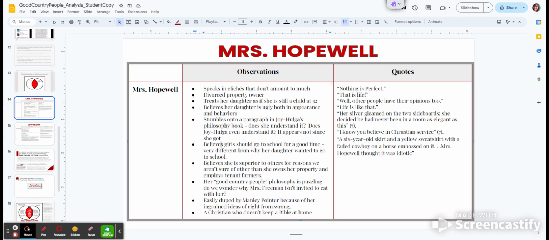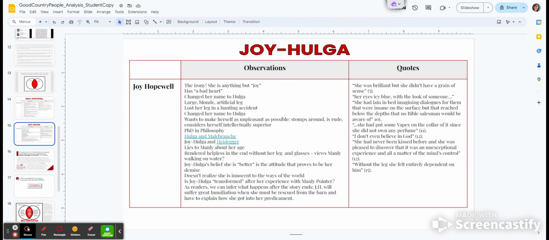And also Mrs. Hopewell is easily duped. She really underestimates Manly Pointer. She's got these ingrained ideas of what is right and what is wrong, and it leaves her vulnerable to Manly Pointer. I thought it was interesting that she's a Christian who doesn't keep a Bible at home. Joy Hulga is anything but joyful, so I thought that was interesting. She's anything but hoping. She doesn't hope well for anything. The fact that she has a bad heart, I think, is interesting. Okay, huge, right? That she's an amputee, that she lost her leg in a hunting accident.